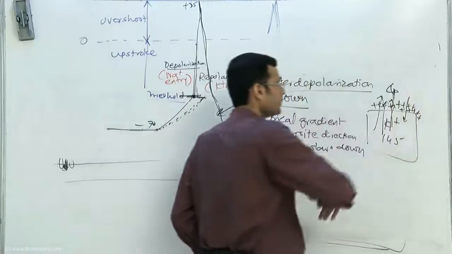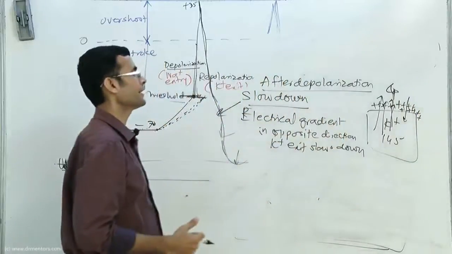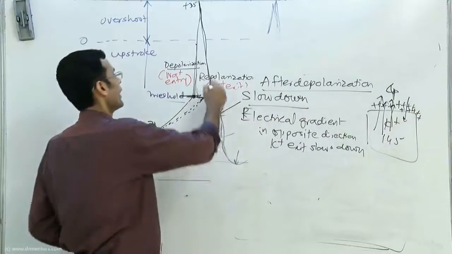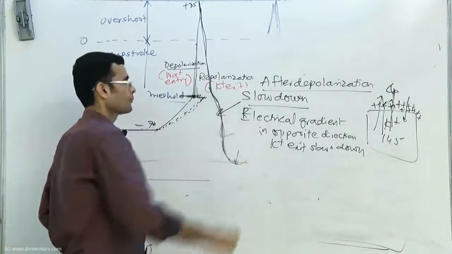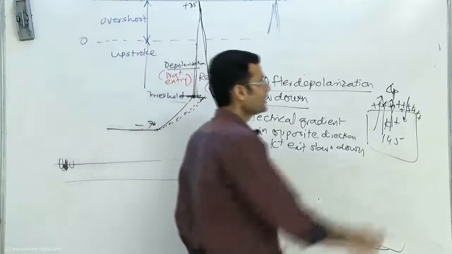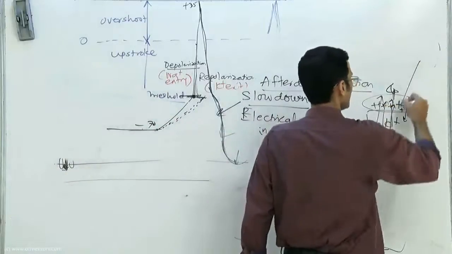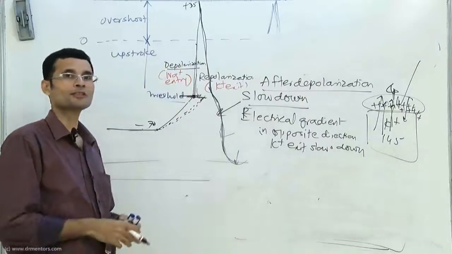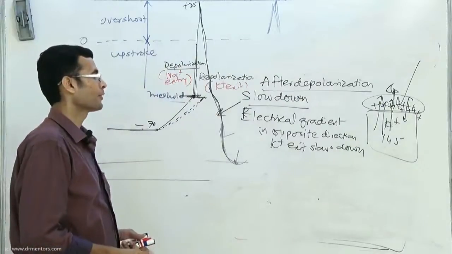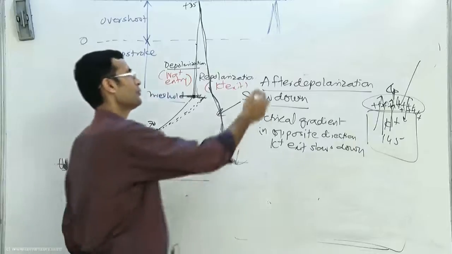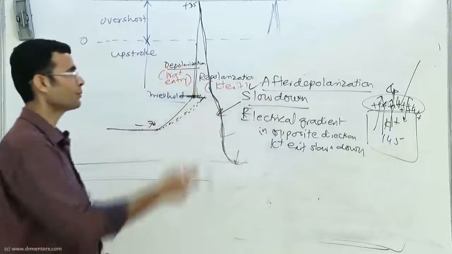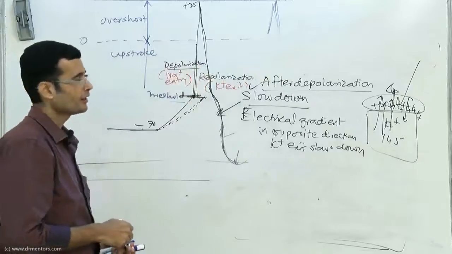So potassium has got a pull now in the opposite direction. So net potassium exit will slow down, and therefore the graph will slow down. In fact, when this potential was recorded for the first time, the electrode was placed on the surface of the membrane, and therefore this phase was called, as a misnomer, after depolarization because of those positive charges.